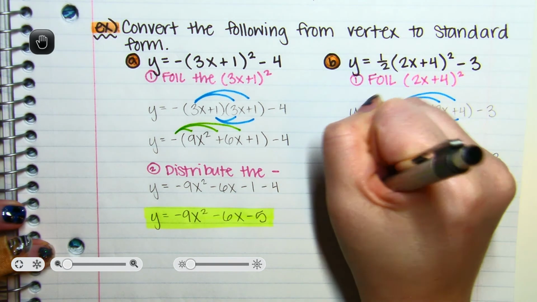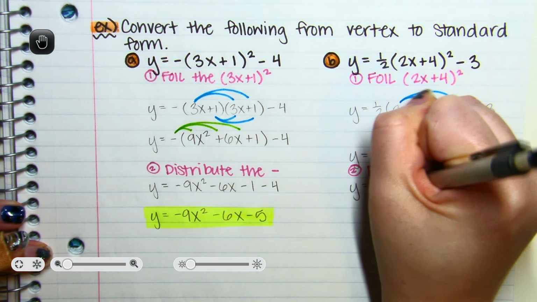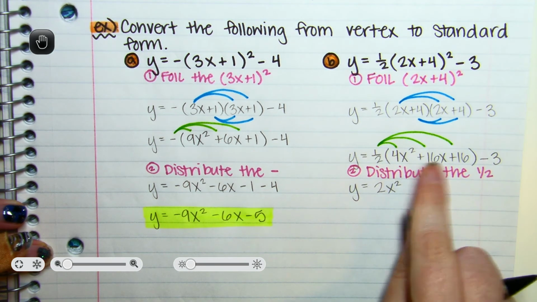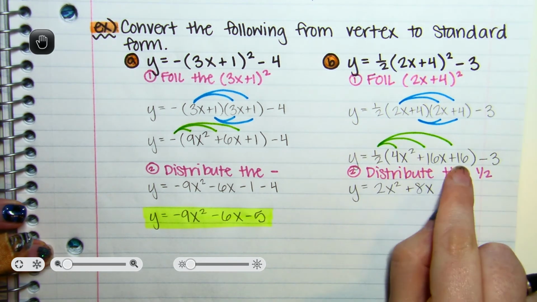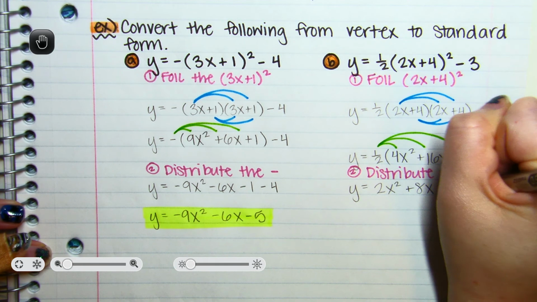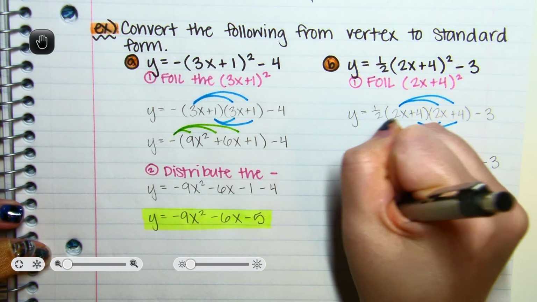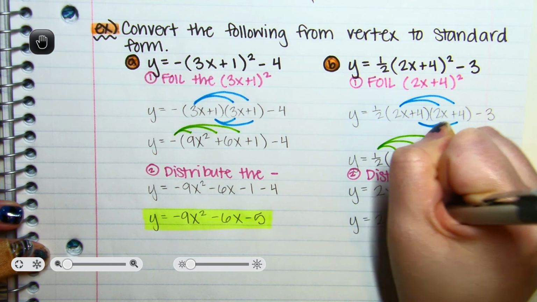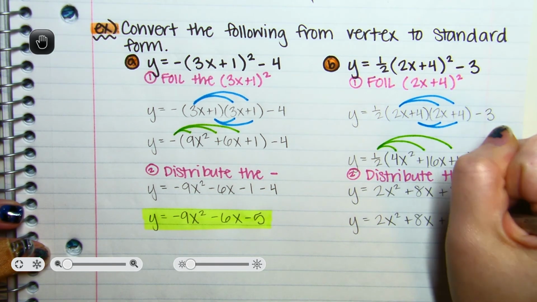So then I end up with y equals 1/2 of 4 is 2, so 2x squared. 1/2 of 16 is 8, so 8x. And 1/2 of 16 again is 8. And then we have the minus 3 at the end. So just clean it up for my final answer. And 8 minus 3 is 5.